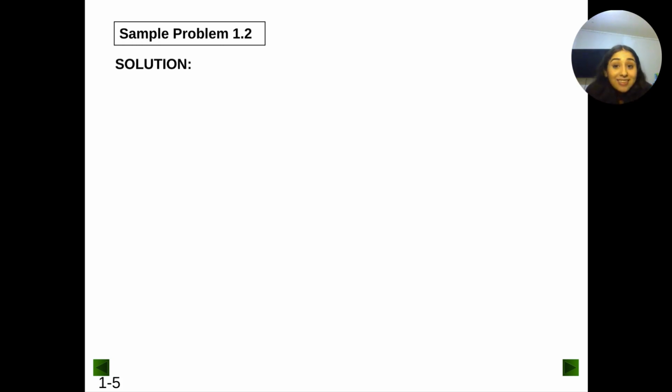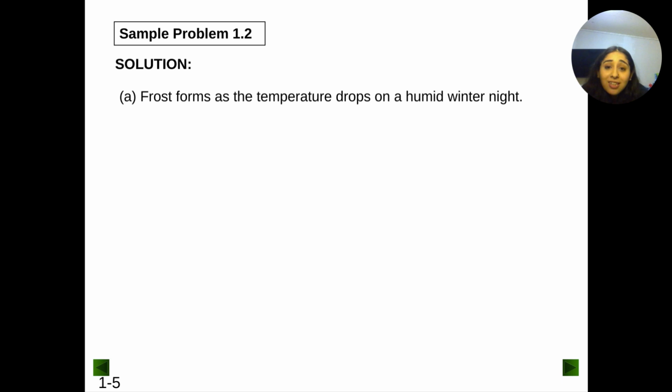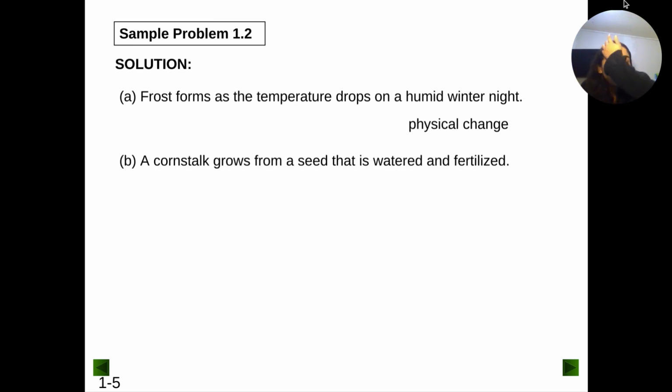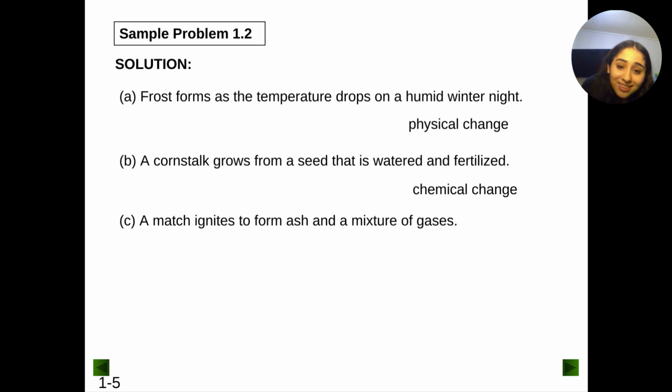So, let's see if your answers are correct. A. Frost forms as the temperature drops on a humid winter night. Final answers? What do you think? It is a physical change. Exactly. The next question. B. A cornstalk grows from a seed that is watered and fertilized. Final answers? The answer is a chemical change. Congratulations if you got that right.